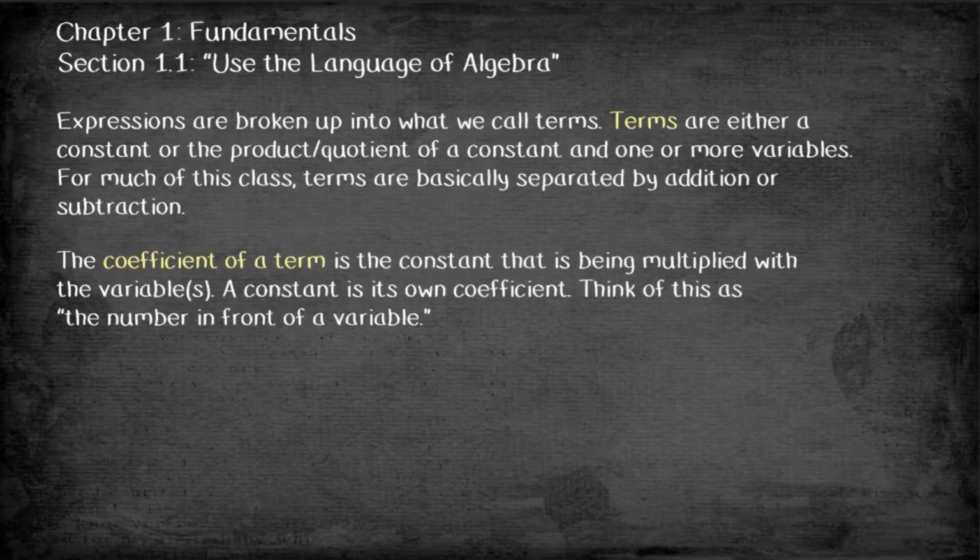Now, the coefficient of a term is the constant that's being multiplied with the variables. A constant is its own coefficient. So if you see a number just by itself, and you want to know what the coefficient is, it's its own coefficient. Basically, this is the number in front of a variable.